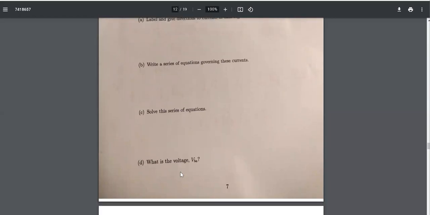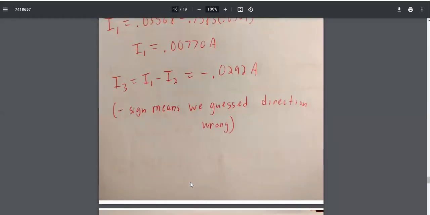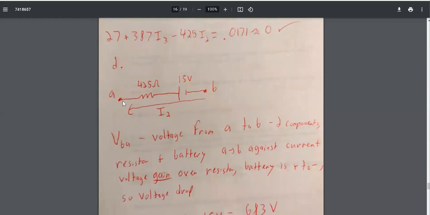The only last thing we have to do is solve for VBA. So I drew that again down here. We need to know the voltage between these 2 points. Okay. And we drew I2 going this way. That'll be important. So VBA is the voltage from A to B. So we just use the rules that we used before to solve for the voltage between these 2 points. So we have 2 components here. We have a resistor and we have a battery.